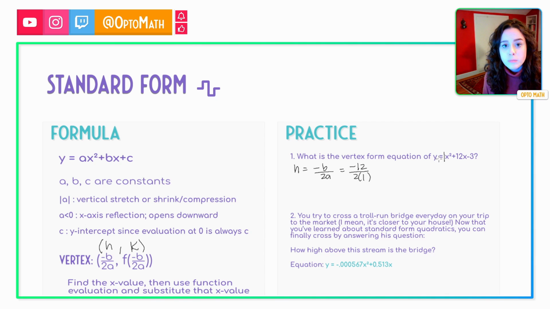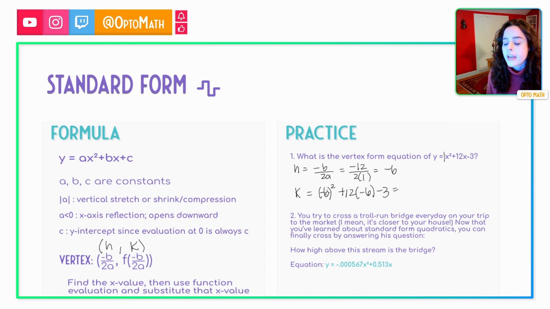We know it's a 1 because remember, if you just have a variable, the coefficient is 1 because 1 times anything is itself, so you don't actually have to write that 1 in front. So that's just going to be a negative 6. Now we want to find k by substituting our negative 6 into our given equation. So negative 6 squared, when you square it, it doesn't matter if you have the same sign, but we'll write negative 6 just to be sure, plus 12 times negative 6 minus 3.